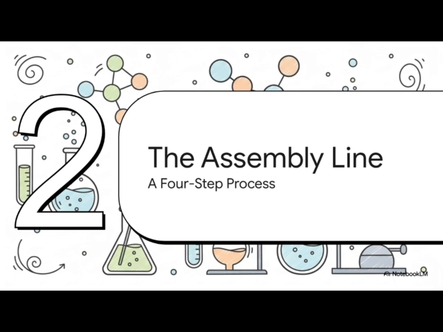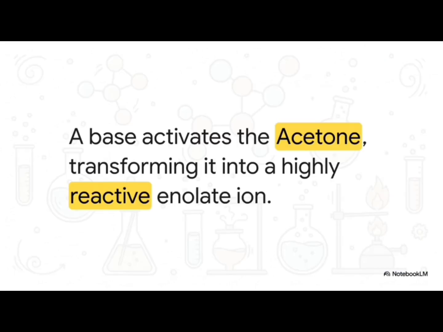All right, so we've seen the blueprint. We've got the master plan. Now let's zoom in, way in, down to the molecular level and watch this assembly line in action. It all goes down in 4 very specific steps. Step 1, we've got to activate one of our building blocks. The base comes in and literally plucks a tiny hydrogen atom right off the acetone molecule. This leaves the acetone with a negative charge, turning it into what we call an enolate ion. And that negative charge makes it really unstable, super reactive, and just itching to connect with something else. It's like preparing one end of a Lego brick so it's ready to snap firmly onto another piece.